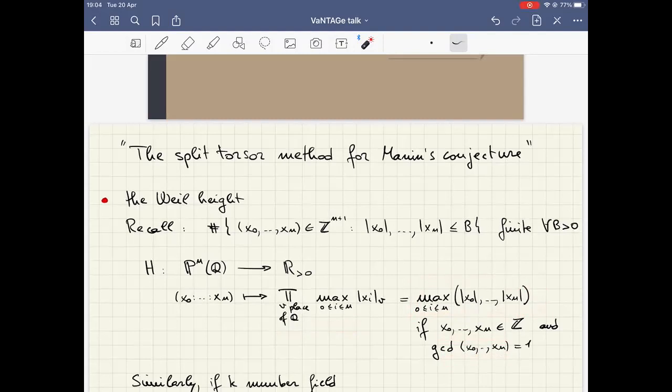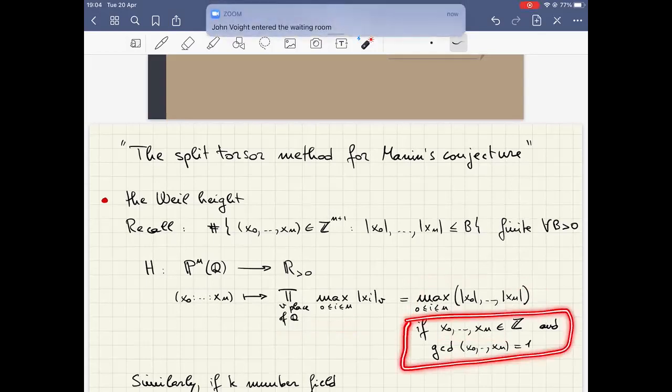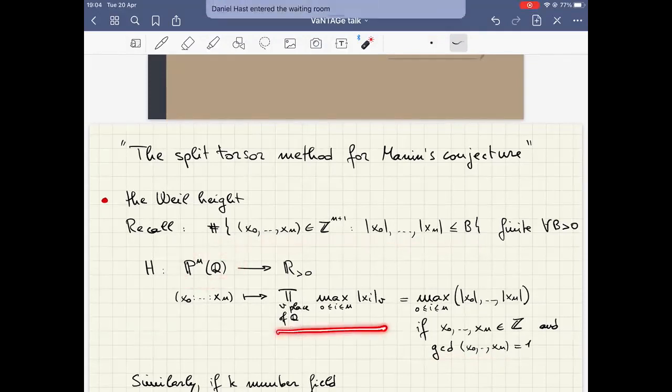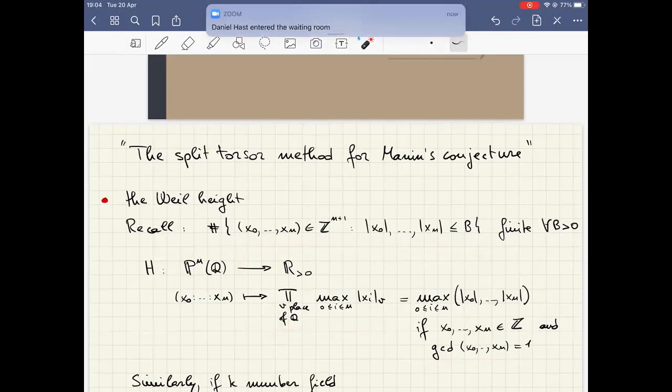And now, if we look at this, it is immediate that the set of points with coordinates that are integers plus this condition on the greatest common divisor is a subset of the set that we had above. And so if we consider points of the projective space of Weil height bounded by some bound B, then this is always going to be a finite set.